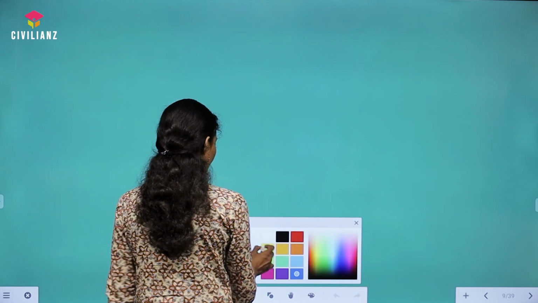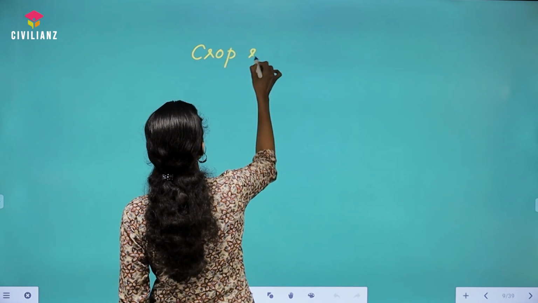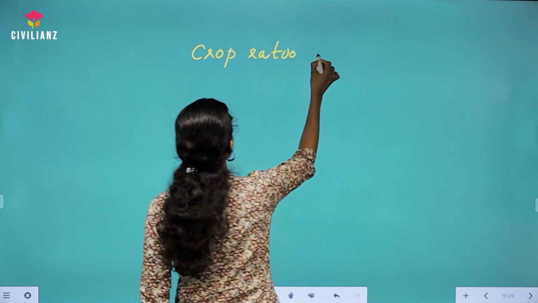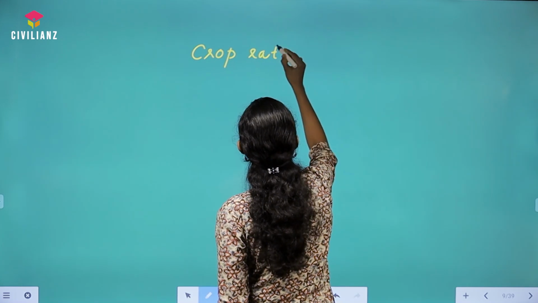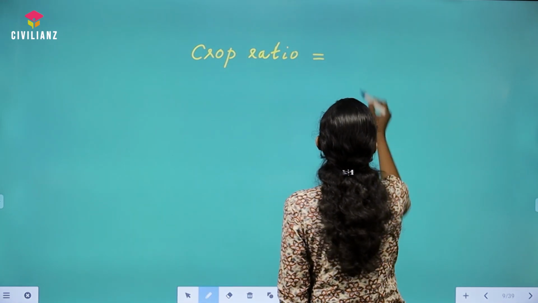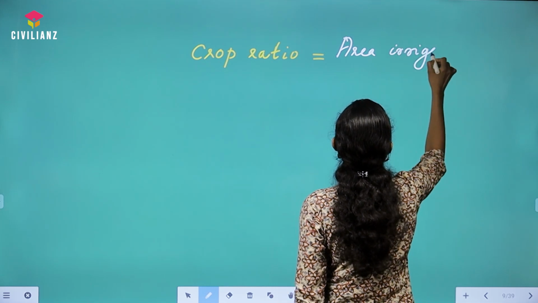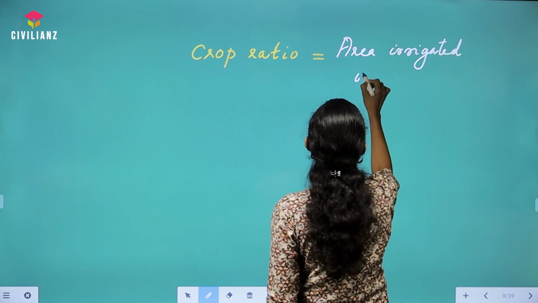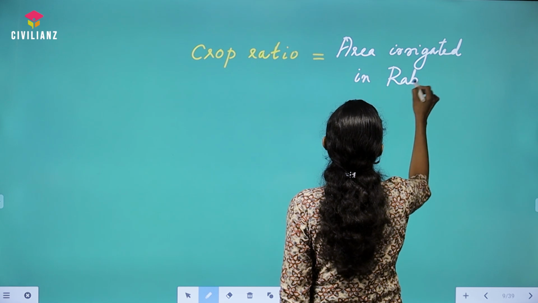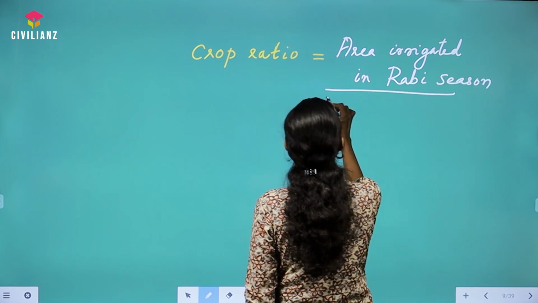Now coming to an important ratio, the crop ratio. It is the ratio of area irrigated in Rabi season to the area irrigated in Kharif season.